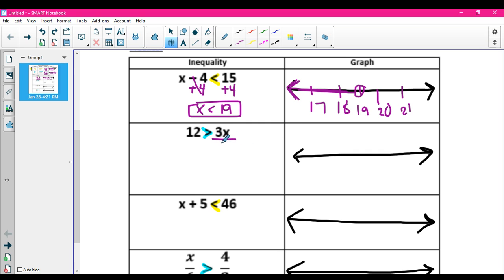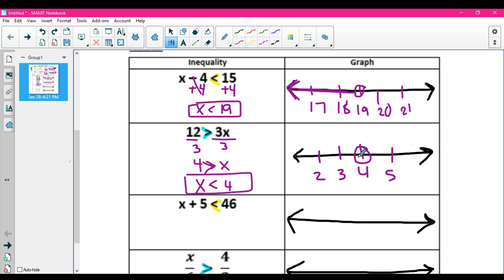Here we're going to divide by 3. We end up with 4 is greater than x, but we want to put x first. So since 4 is greater than x, that means x is less than 4. Now we can graph. X is all the numbers less than 4. So open circle on 4, shade to the left.